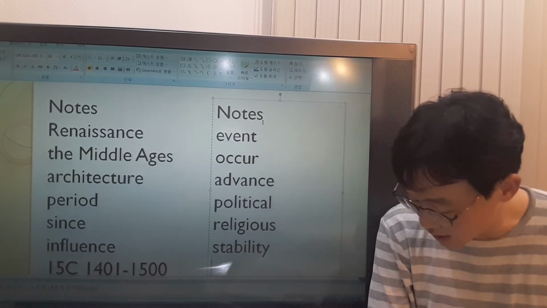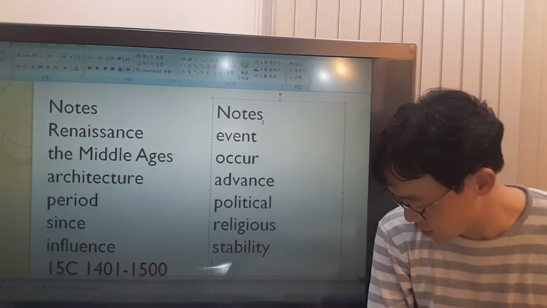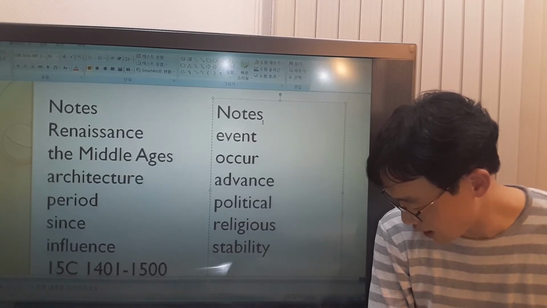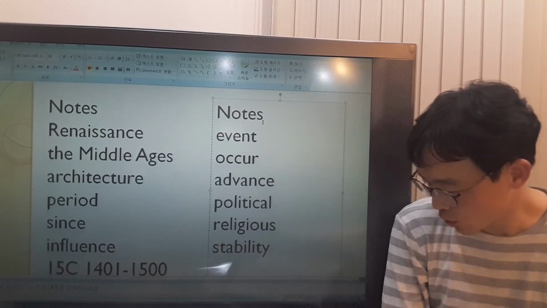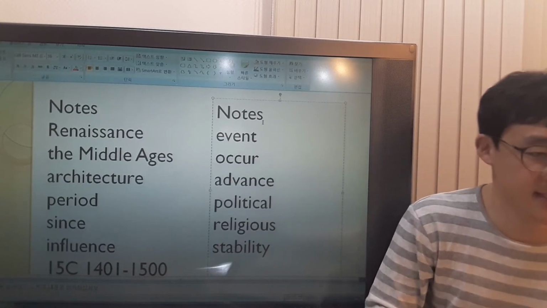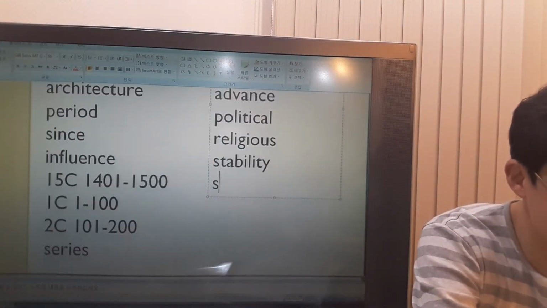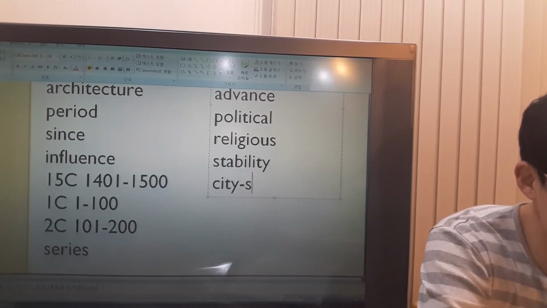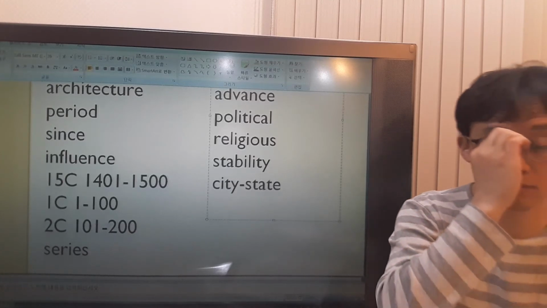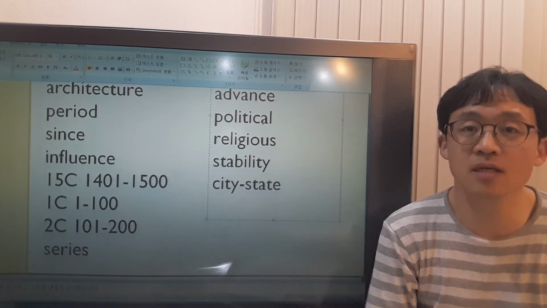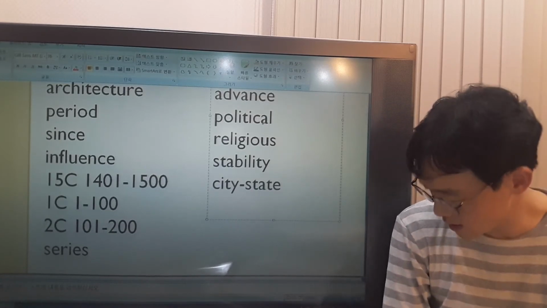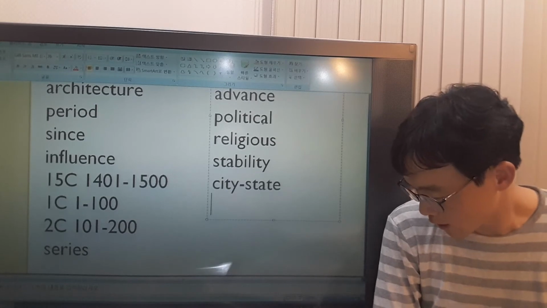Second, the northern Italian city-states of Florence, Genoa, Pisa, Milan, and Venice became extremely wealthy and powerful. The northern Italian city-states. City-states. What is a state? State is a country. City-state is a city-country. Do you understand? The city itself is a country.